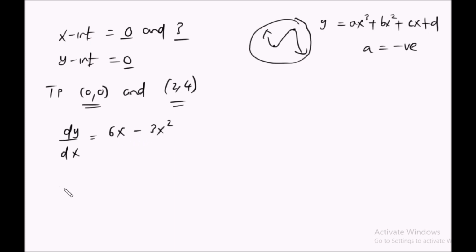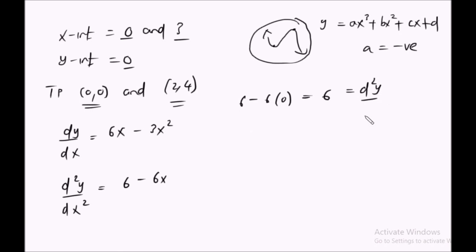So ili kujua kama ni maximum I have to differentiate again, second derivative, ambapo nitapata 6 minus 6x. So nikiweka x sasa na 0 hapo I get nini? I get positive. Sasa hii hapa ikiwa positive kama hivi unavyoona, manake at 0,0 sasa this turning point is what? Is minimum, okay?